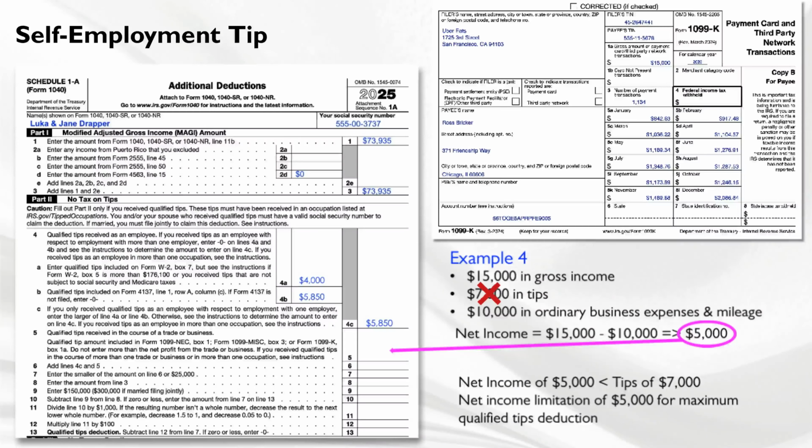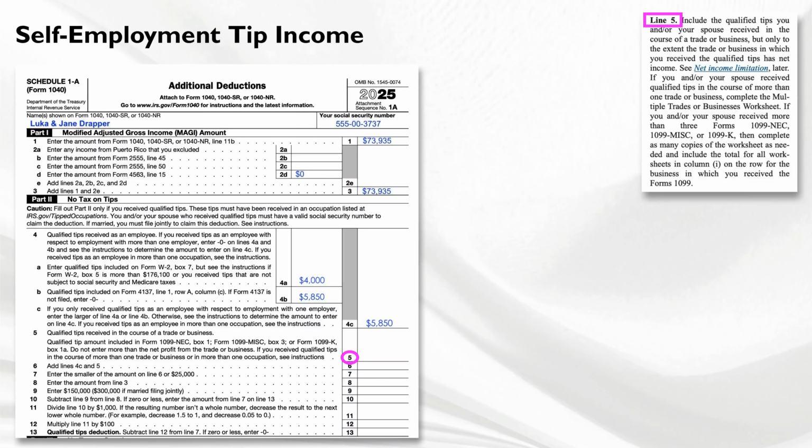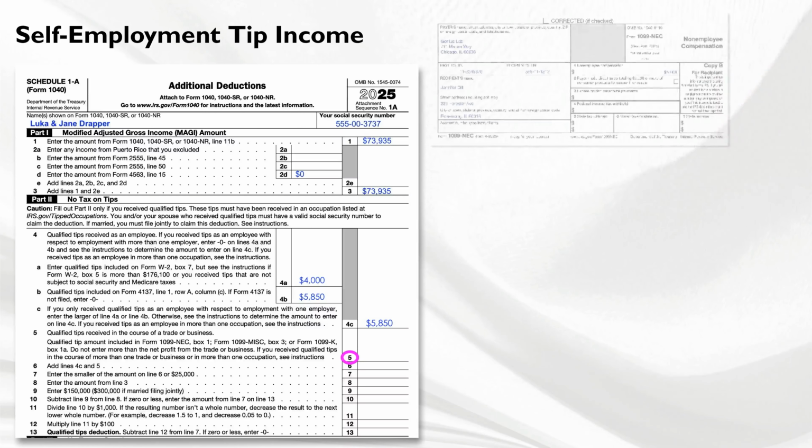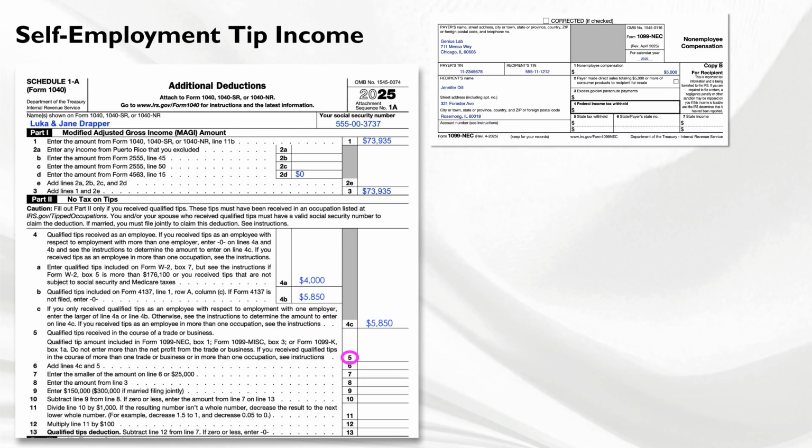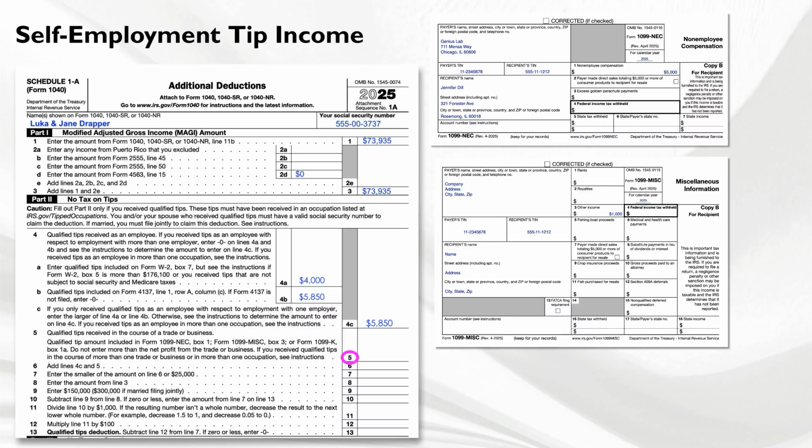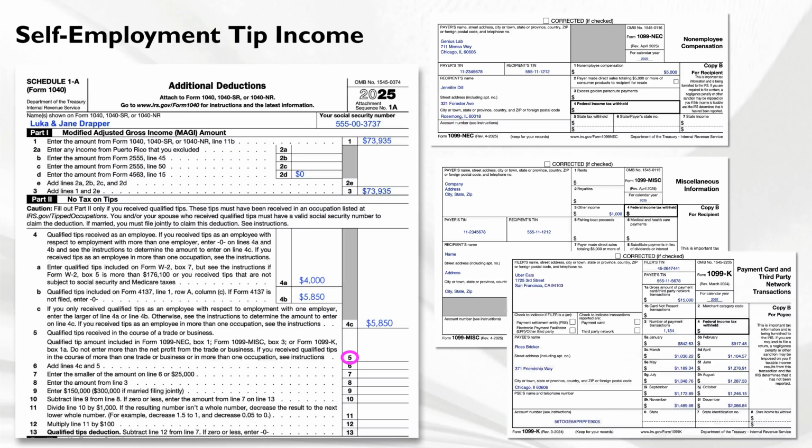Let's go over how the no tax on tips deduction works for self-employment income. The self-employment tips are listed on line 5 of Schedule 1A. That line is for qualified tips received in the course of a trade or business and reported on Forms 1099-NEC, 1099-Miscellaneous, or 1099-K with self-employment income.